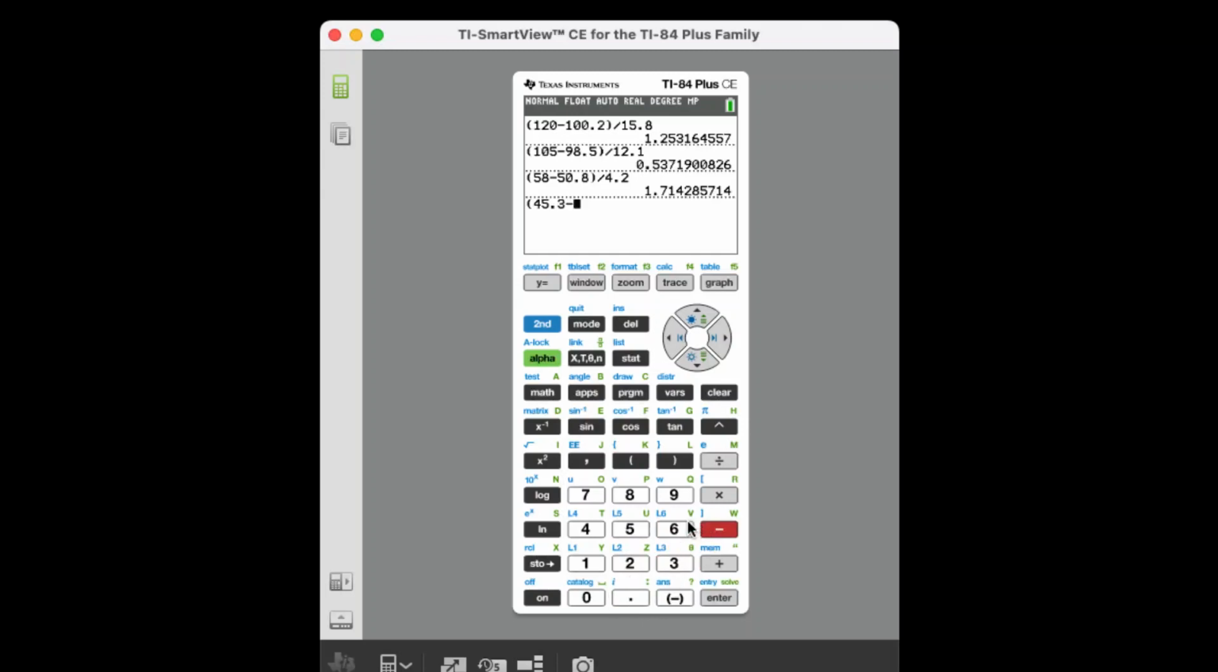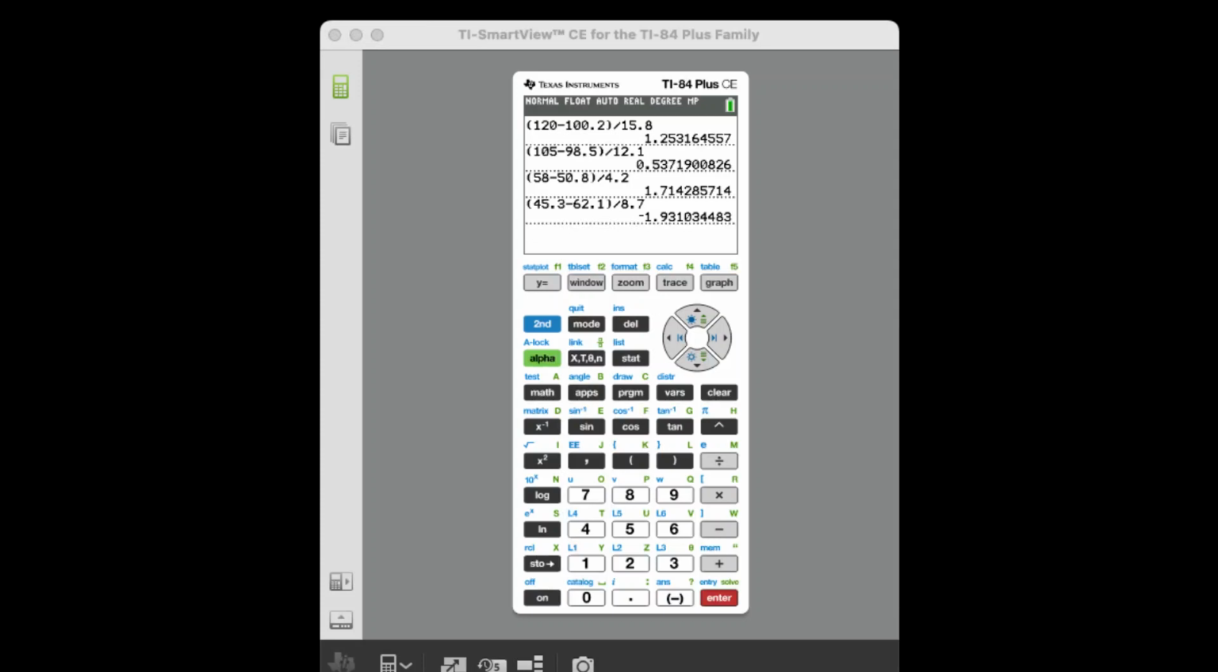45.3 minus 62.1 divided by what? 8.7. What do you guys end up with? Negative 1.93 to the nearest hundredths. Okay. All right. Negative 1.93.